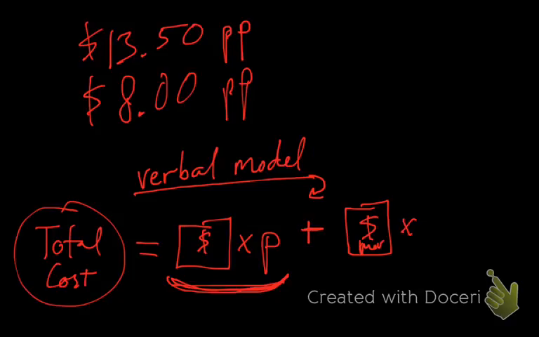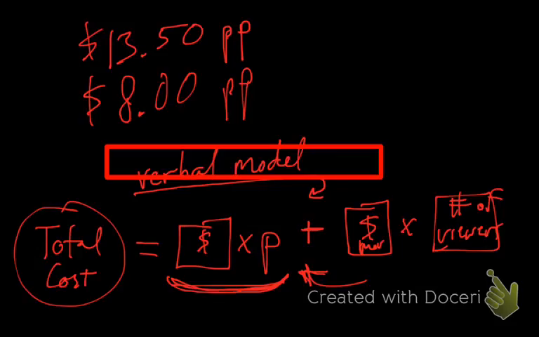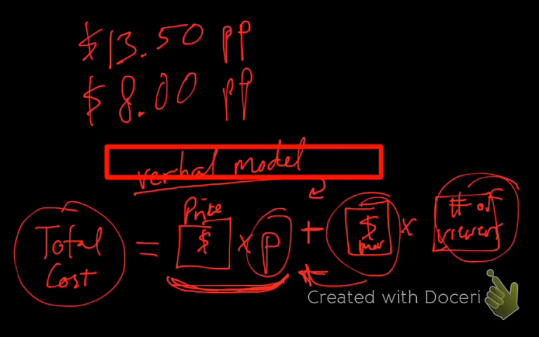So times, now I can't use P for this because that is going to be different than this one over here. So I'm going to just say number of viewers. Okay. Now a true verbal model, guys, see how we're calling this a verbal model? A true verbal model would have actually used words in this. So this would have said price for admission, and this would have said number of people going, and this would have said price per movie ticket, and this would have said number of viewers, which it kind of does. So that's a verbal model.